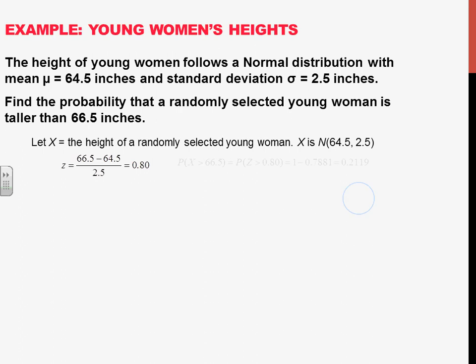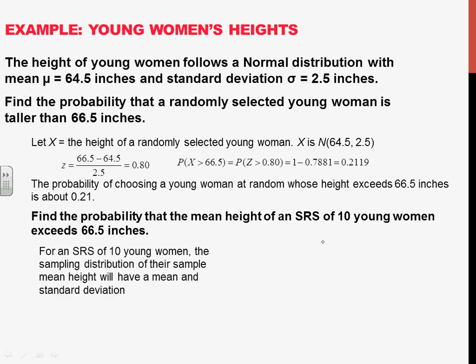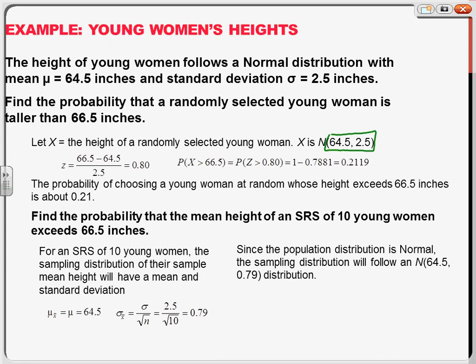You could do the old Z formula, or you could do this normal CDF. So here, if I wanted to do the Z formula, if I had my mean and standard deviation of the density curve of 64.5 and the standard deviation of 2.5, then I could go and find that probability to be 0.2119.